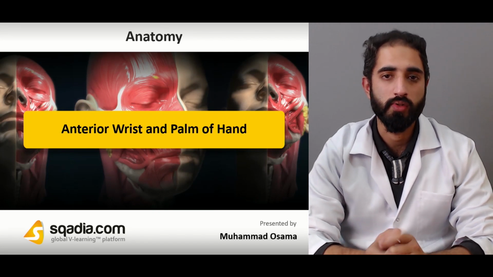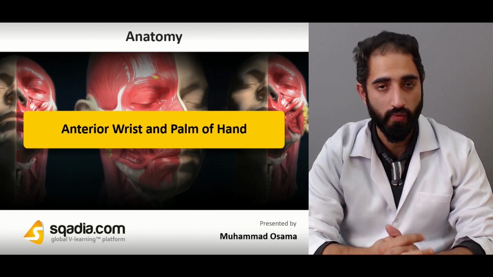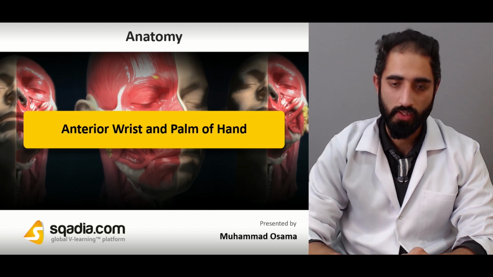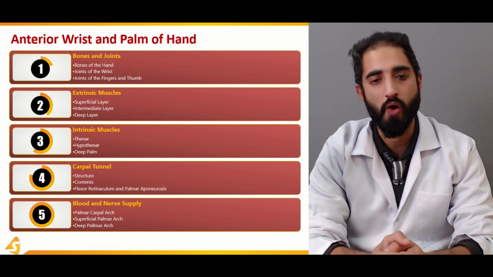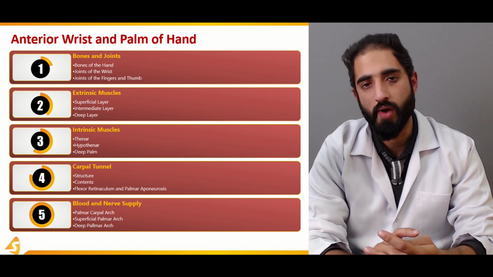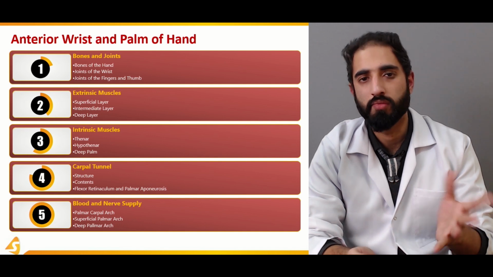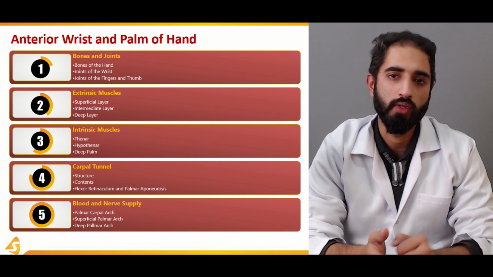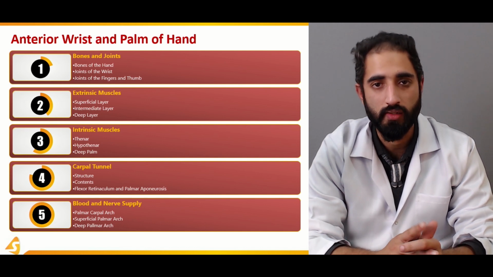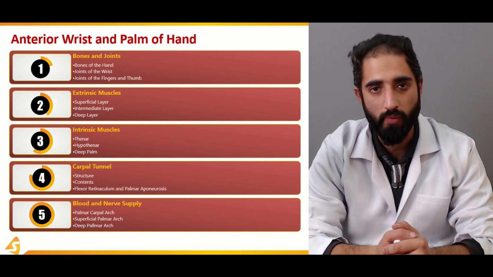My name is Muhammad Osama, and today we are going to talk about the anterior or the ventral aspect of the wrist and the palmar aspect of the hand in this lecture, in which we're going to talk about the bones and the joints at the level of the palmar aspect of the hand or the wrist. But regardless of the palmar or the dorsal aspect, we have the same bones and the joints, and thus we are going to talk about the bones of the hand, the bones involved in the formation of the wrist.